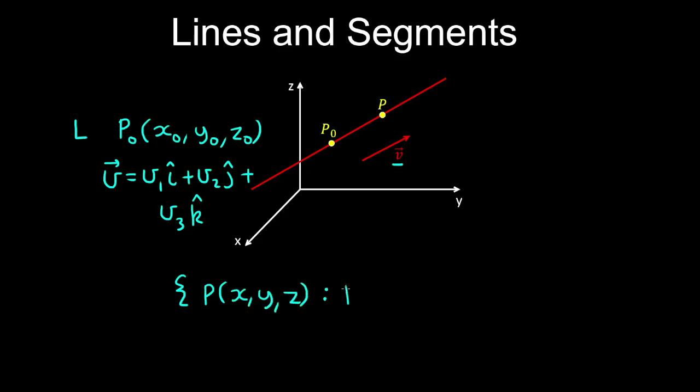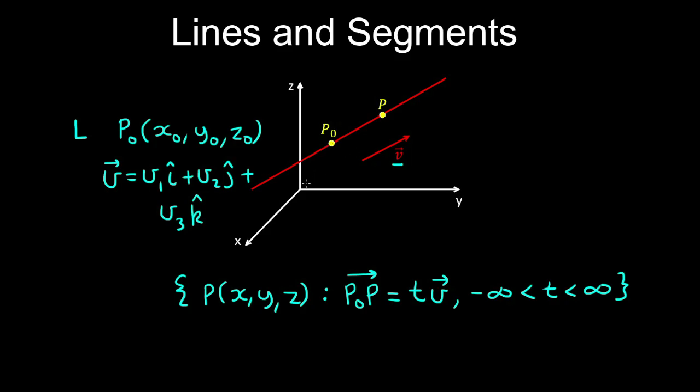where the vector from p0 to p is parallel to the vector v, or it's a scalar multiple of the vector v. So the domain of t is from minus infinity to infinity, because the line extends indefinitely in both directions.